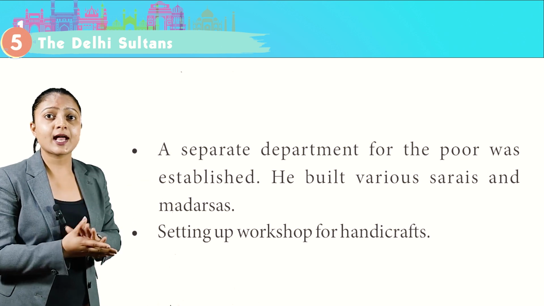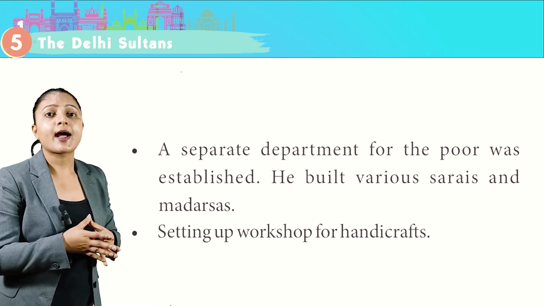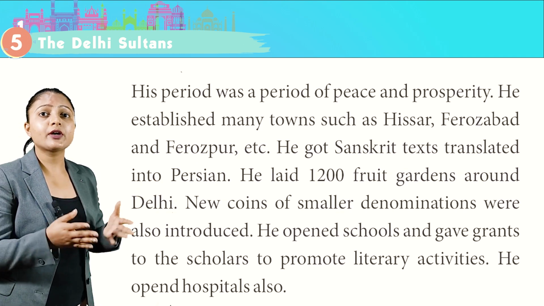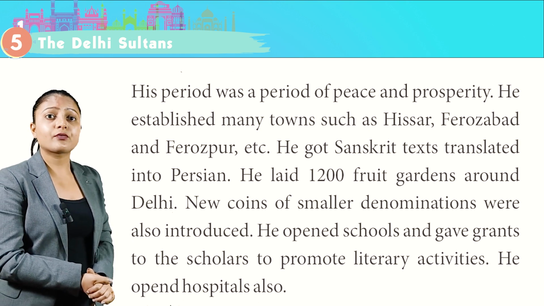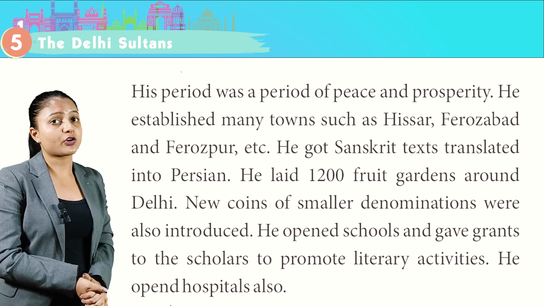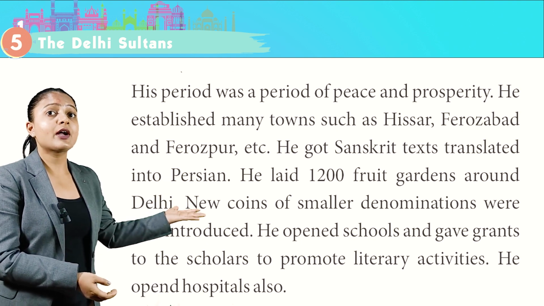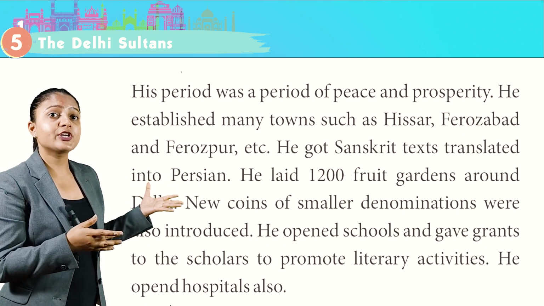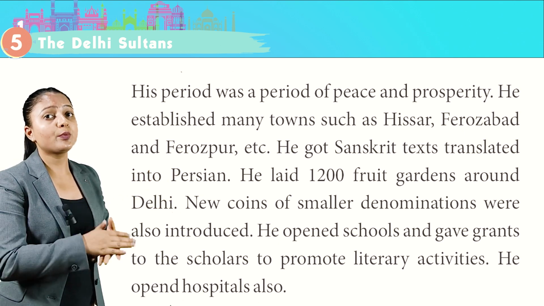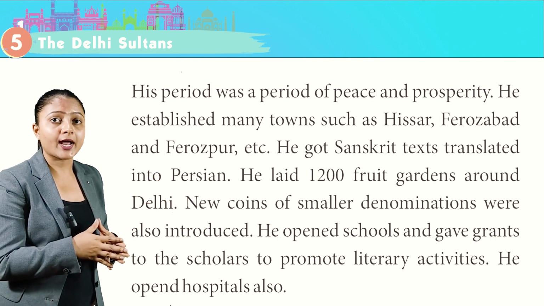He built various sarais and madrasas, setting up workshops for handicrafts. His period was a period of peace and prosperity. He established many towns such as Hisar, Firozabad, and Firozpur. He got Sanskrit texts translated into Persian. He laid 1200 fruit gardens around Delhi. New coins of smaller denominations were also introduced. He opened schools and gave grants to the scholars to promote literary activities.